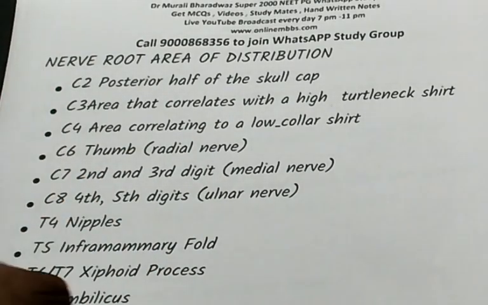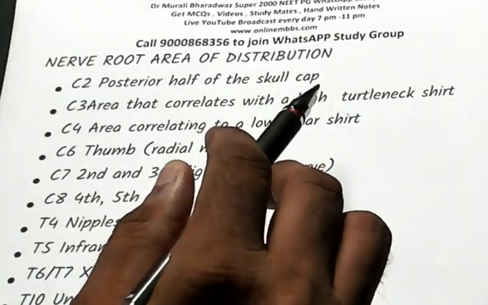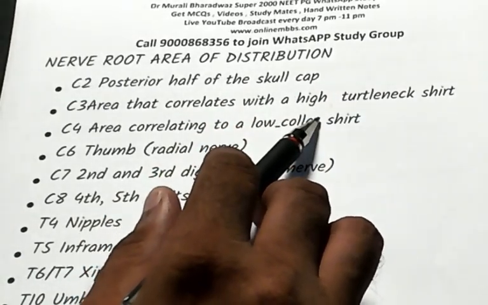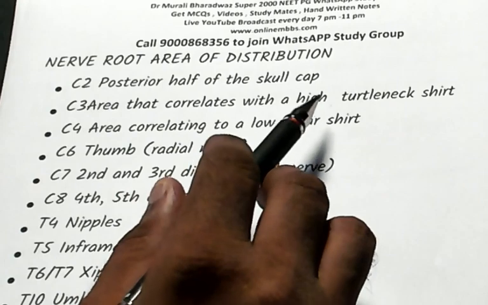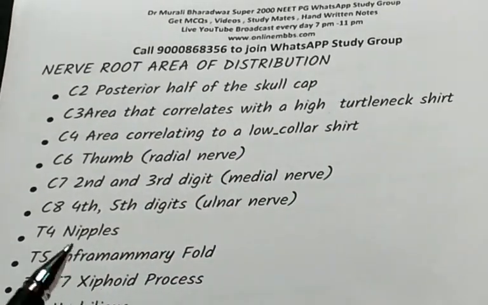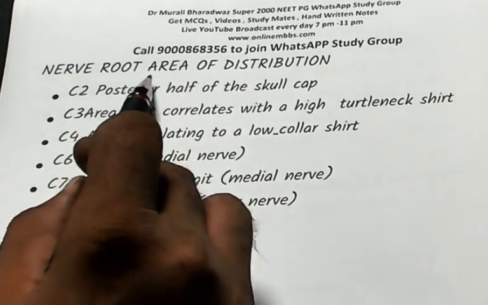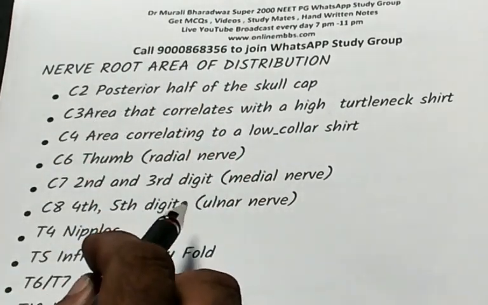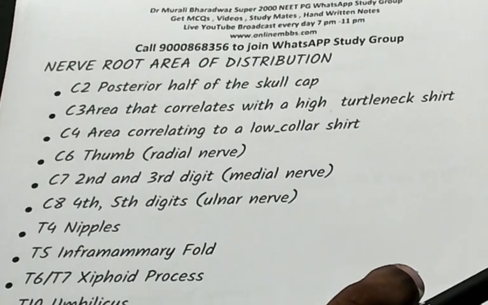Now, Doctor, neuroanatomy and neurology always is the favorite area for the NEET PG examiner. Now, nerve root. What is a nerve root of different areas? Purely बट्टी मारने वाला चीज होता है.